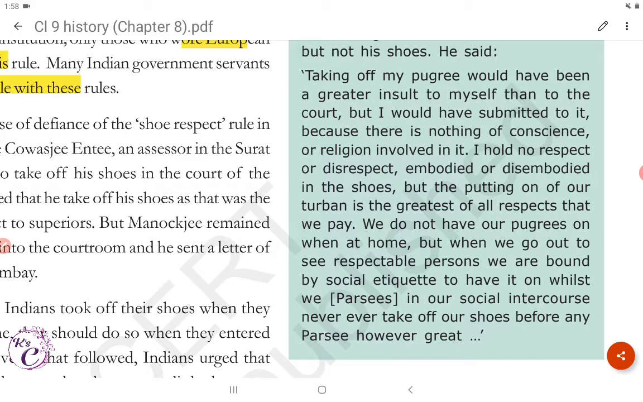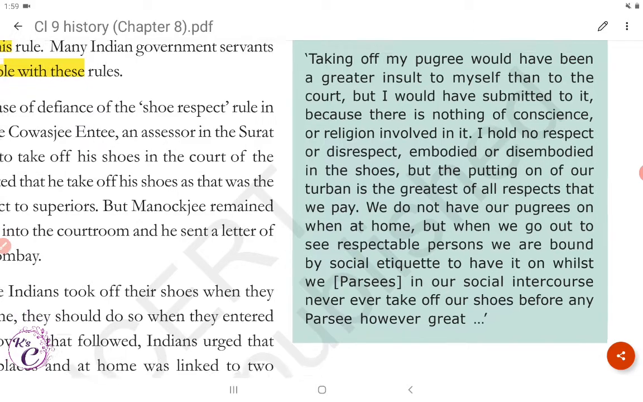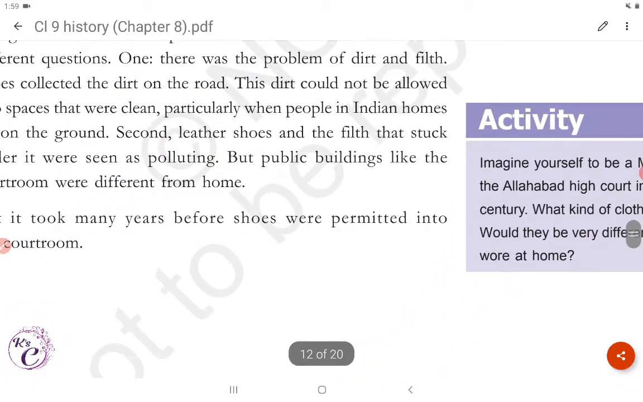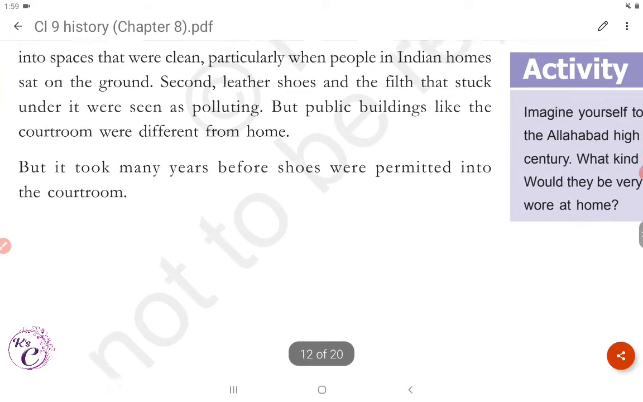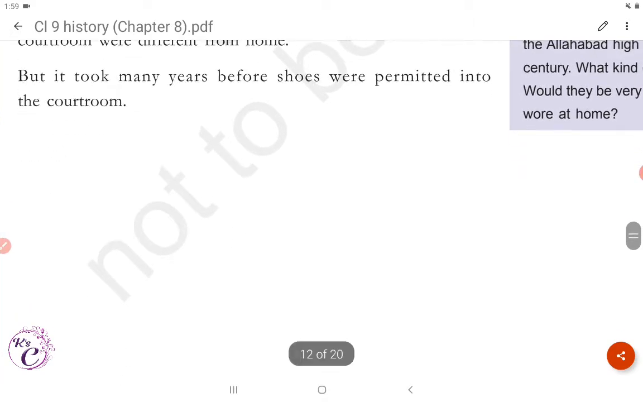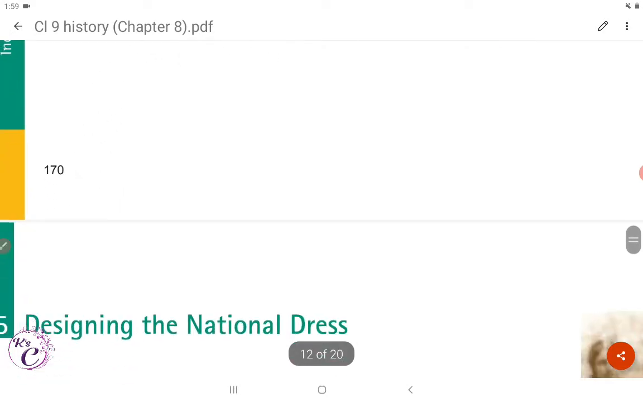We do not have our puggrees on when at home, but when we go out to see respectable persons, we are bound by social etiquette to have it on, whilst we, Parsis, in our social intercourse never ever take off our shoes before any Parsi, however great." But it took many years before shoes were permitted into the courtroom. So it took a long time for shoes to be permitted into the courtroom.